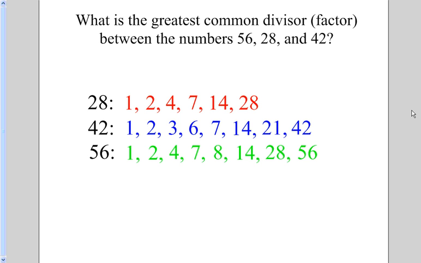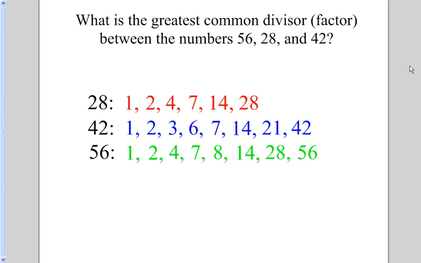So now we have found the factors for each of these 3 numbers, 28, 42, and 56. And they have 1 in common. They have 2 in common. If you look at this over here, they all have 1. They all have 2. They don't all have 4 in common. They all have 7 in common. Each of these does have 7 in common, so that is another common factor, common divisor.